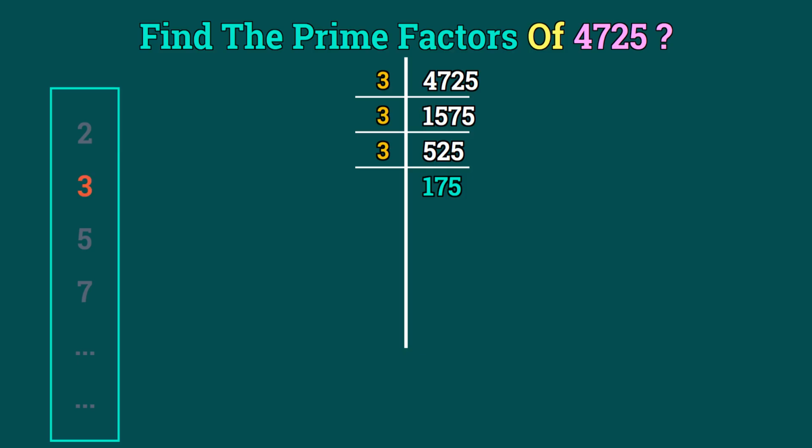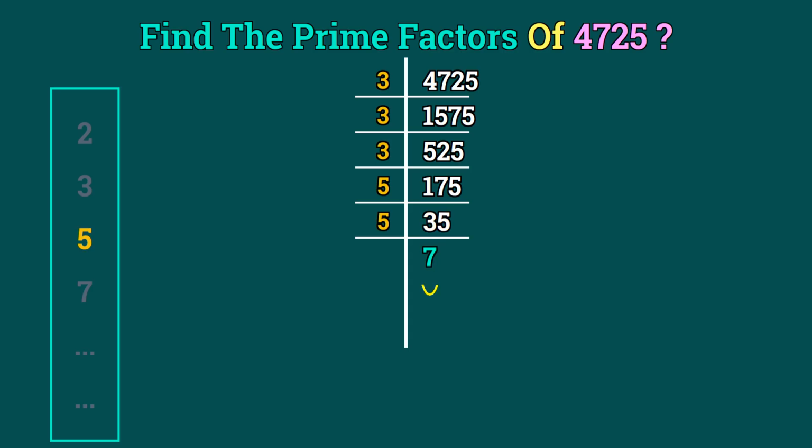Since the result is not integer, so we will try to divide by the next number, dividing 175 by 5, which equals 35. So 175 divided by 5 equals 35. Dividing 35 by 5, which equals 7. So 35 divided by 5 equals 7.